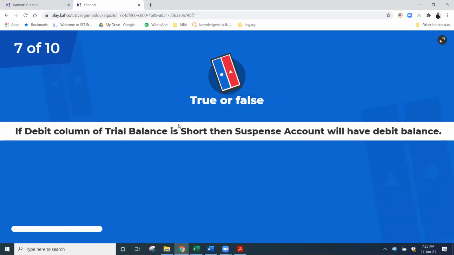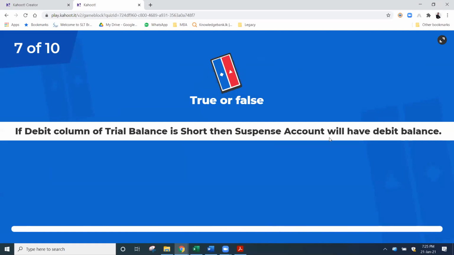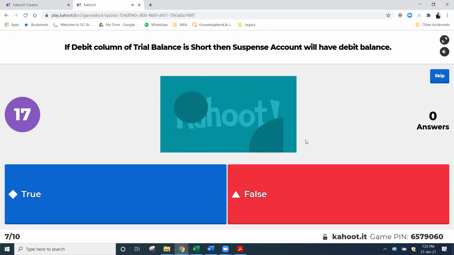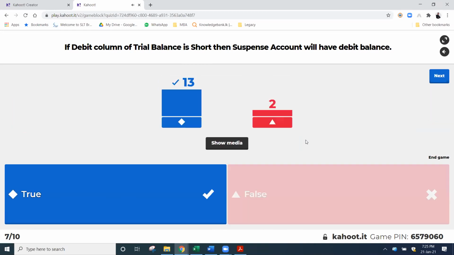We have 3 more questions. If the debit column of the trial balance is short, is the suspense account a debit balance? If debit side is short in trial balance, say debit side 800, credit side 1000, then where do you have the suspense account? Yes, it's true. The suspense account will have a debit balance.